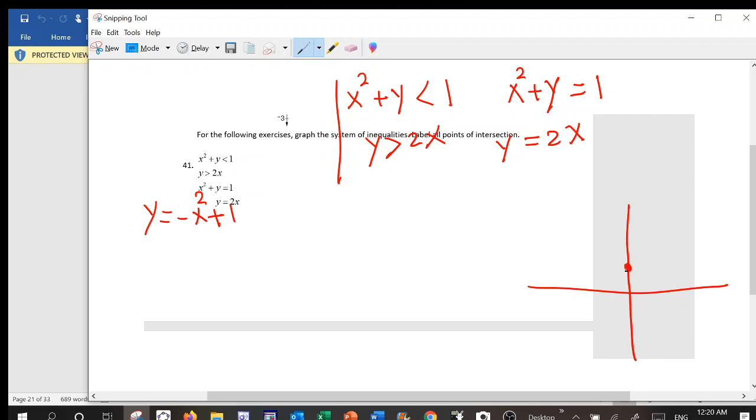So here's 1. And now what is the x-intercept for this? If y is 0, then we're going to get x squared equals 1, so x is plus and minus 1. So x is plus and minus 1.